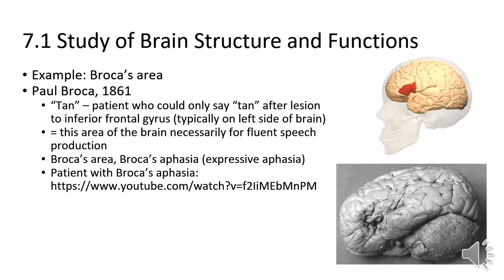So he would just say "tan, tan, tan," as if he was saying something, but only this one word was coming out. This led to the conclusion that this area of the brain was necessary for fluent speech production, as this was the ability that Tan lost after this brain part was lesioned. And this was backed up by other patient studies as well. Tan was just kind of the first one and the most famous one.